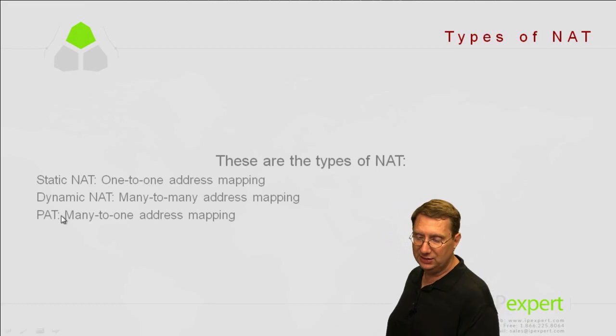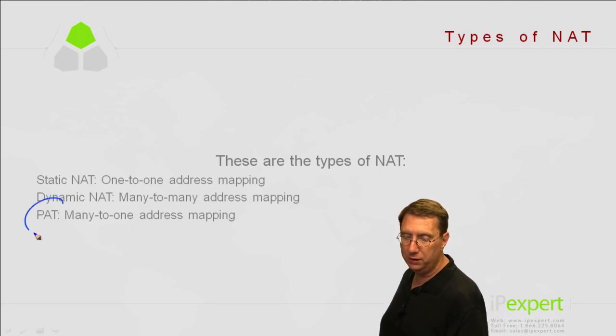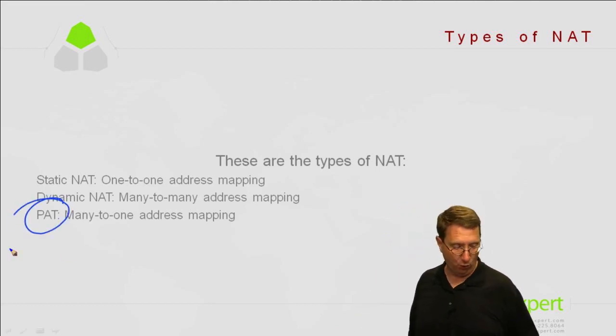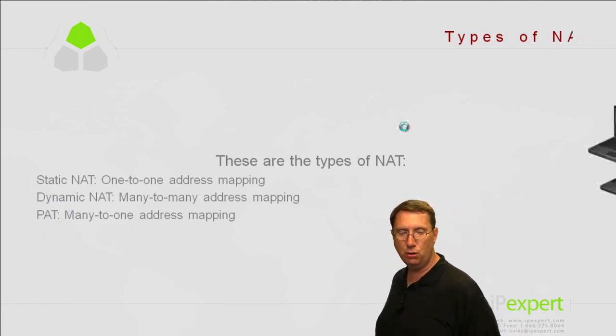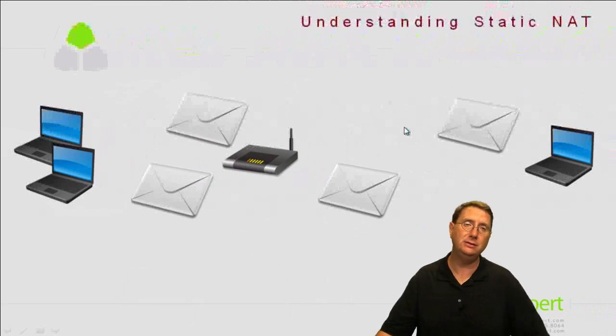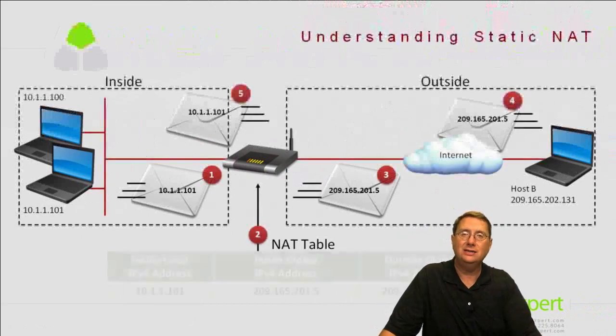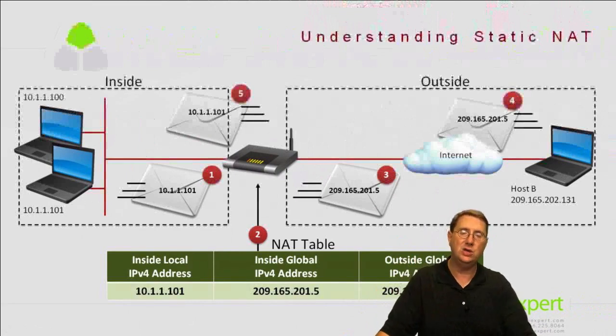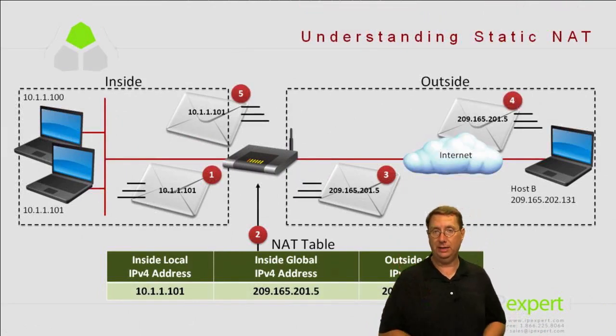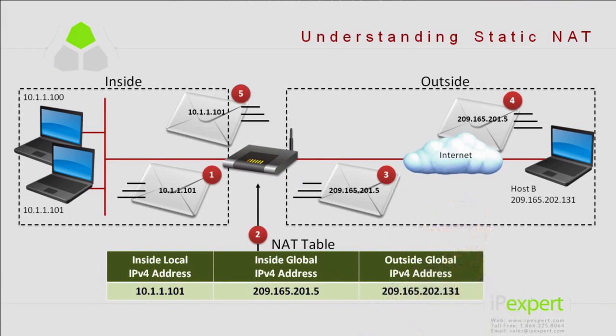Many to one is this concept that we see right here called PAT. PAT stands for Port Address Translation Protocol. And Port Address Translation Protocol uses a capability inside of NAT to take all of our communication and wire it to one IP address. And we do it by doing port manipulations. So let's take a look at exactly what's happening here.